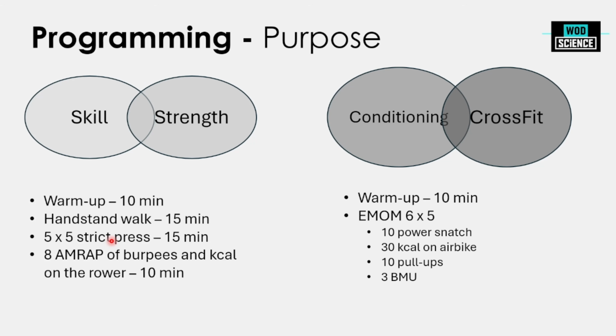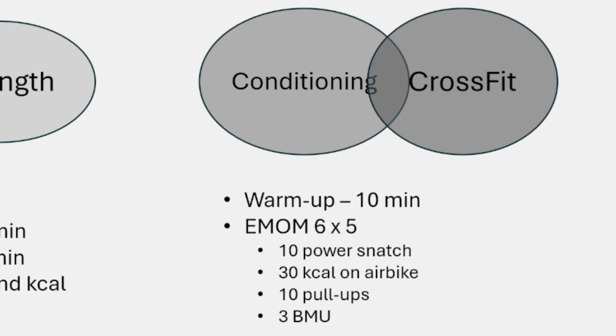Good. And then you also have, for example, conditioning together with CrossFit would be an EMOM or every minute on the minute for 6 minutes. So you have a time window of 6 minutes. You repeat that 5 times. And then, for example, do in that 5 times a given amount of work where you also have some rest. But that would be it.